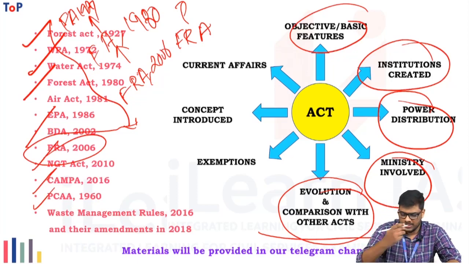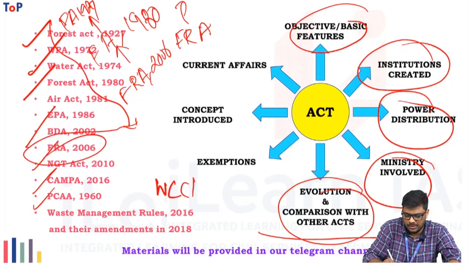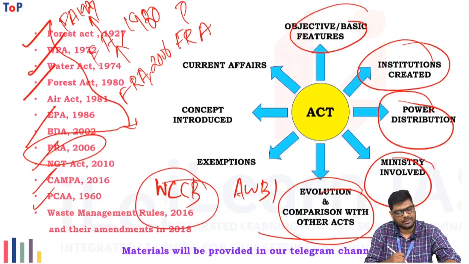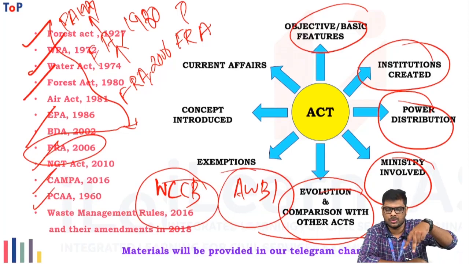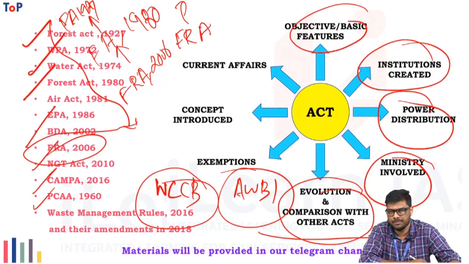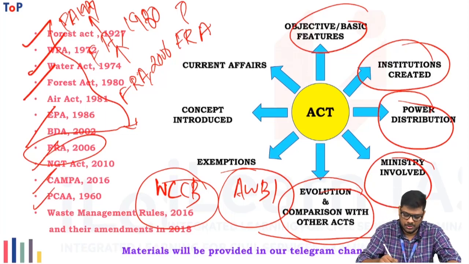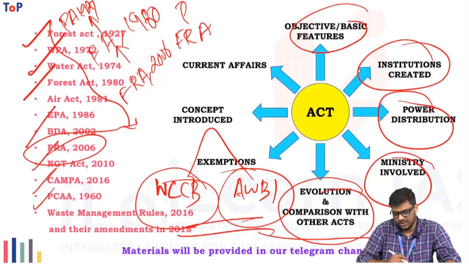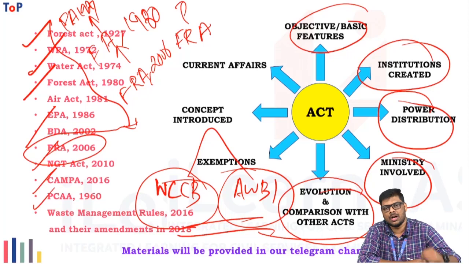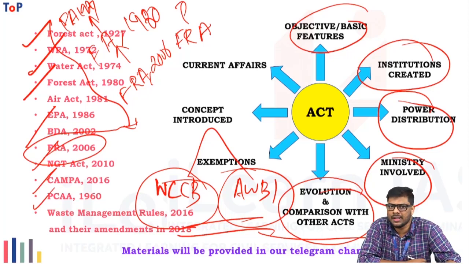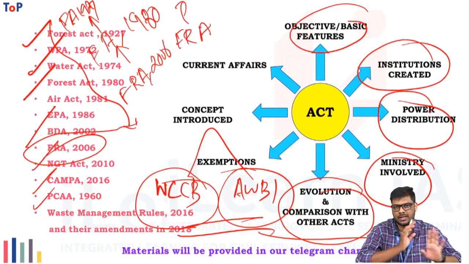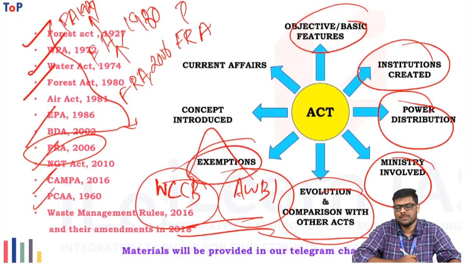Getting it? So what is the difference between WCCB and the Animal Welfare Board of India? The Wildlife Crime Control Bureau and the Animal Welfare Board of India are two organizations which stand for animal protection. What makes them different is the act from which they have evolved. So if you need to know this evolution or this comparison, you have to be thorough with the basic act. This is what I am trying to imply: you have to be thorough with the evolution or the comparison between other such acts, if there are any. Then study the exemptions.